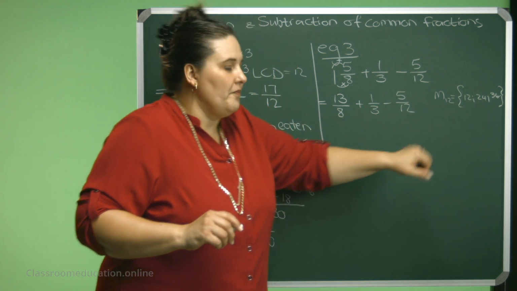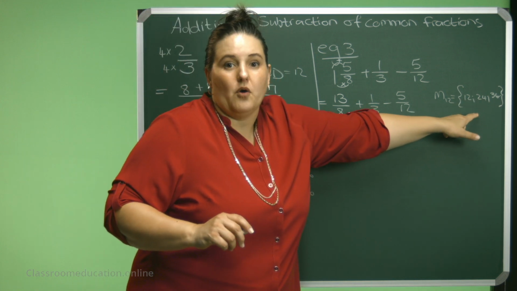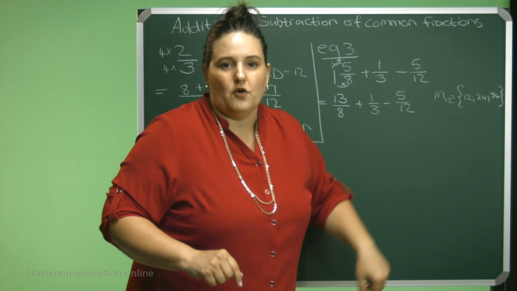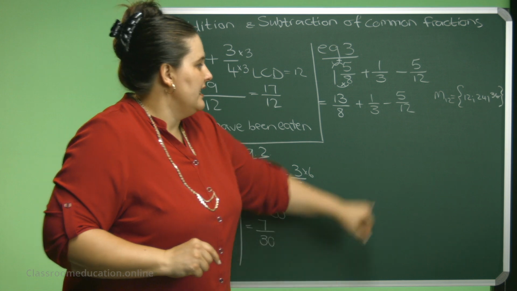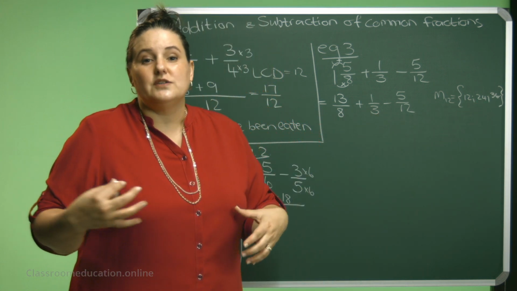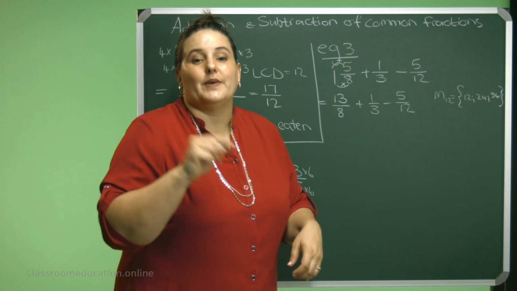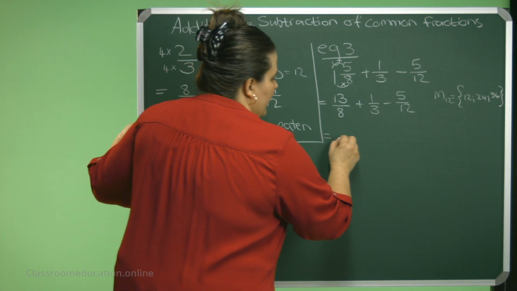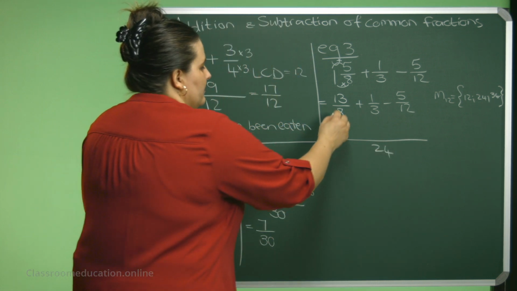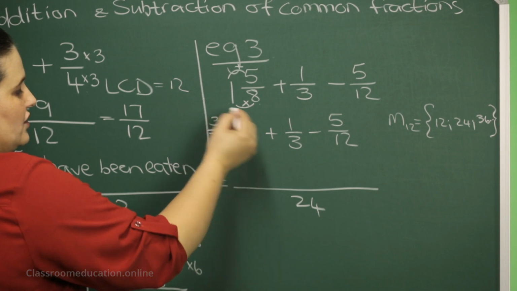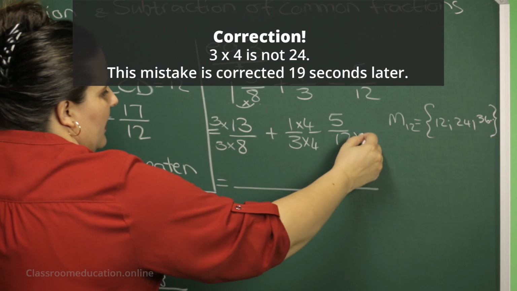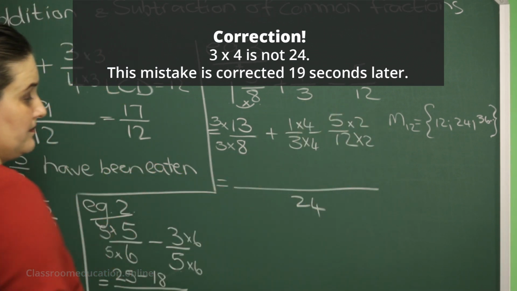The 24. Can 8 go into 24? Yes, 3 times. Can 3 go into 24? Yes, 8 times. And 12 can also go into 24. So in this case, our lowest common denominator will be 24. So I'm going to change this to 24. And like I've just explained, this I can multiply with 3 at the top and bottom. The third I multiply with a 4 top and bottom. Then I multiply by a 2 top and bottom.